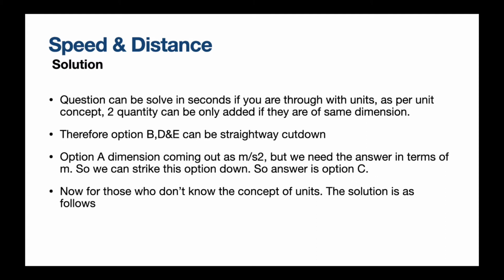If I go through the option A dimensions, it comes out to be meter per second square, and since I know that the dimension of a distance is always kilometer or meter, this option cannot be true. So the answer to this question is option C, and this is only possible if you are clear with the concept of units, and this will take you almost 5 to 10 seconds to solve this question.